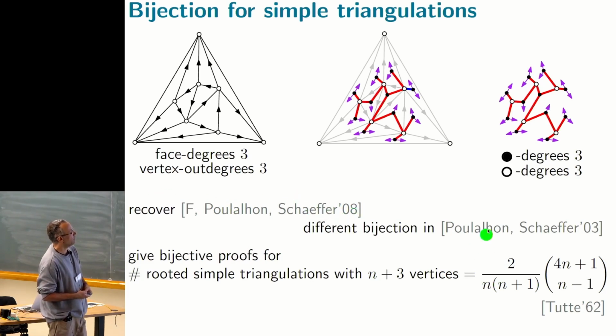And there is a different bijection by Poulalhon and Schaeffer, which relies on the tree associated to the orientation, which is a spanning tree that you derive from the orientation.